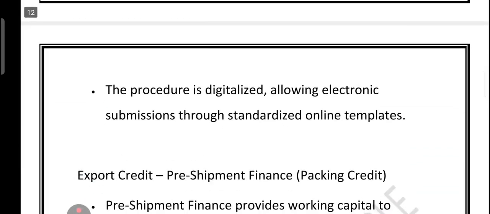Right. And here is the cool part. It is all digital now. You don't have to send physical files. You can submit everything online using ICC templates. So in short, DocDex is a quick, expert-led digital dispute solving for trade finance run by ICC.